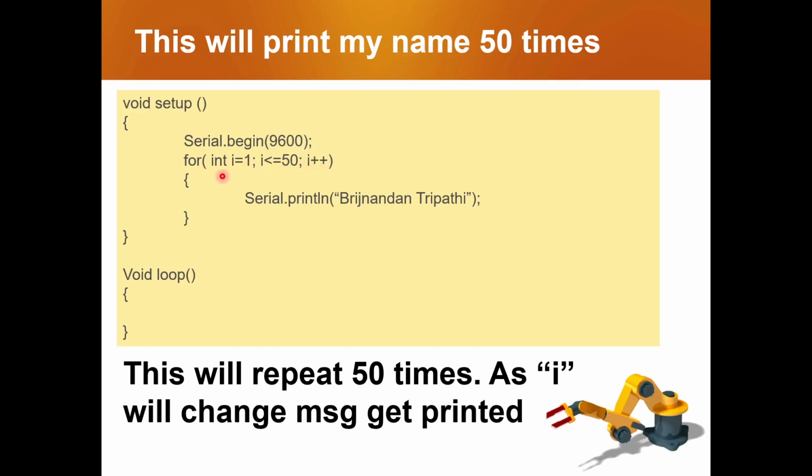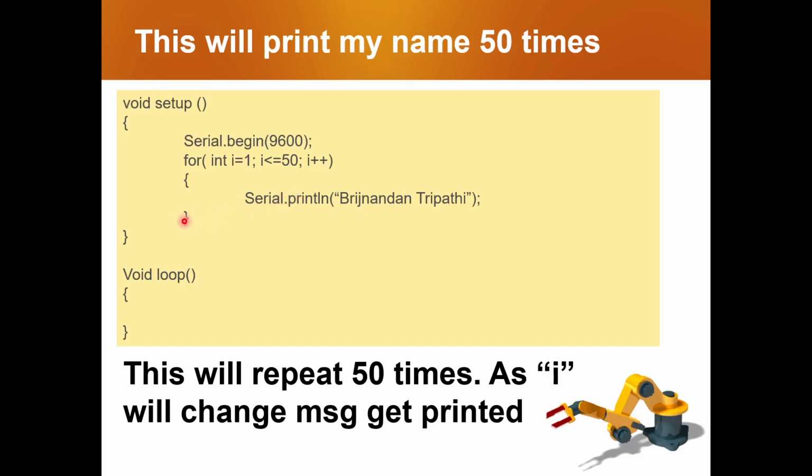So first i equals 1. Then the condition will check if the value of i is less than or equal to 50. Yes, since i is 1, it is less than 50. Then we will go inside the brackets. What is written there, Serial.println, means print this line. So my name will be printed here.